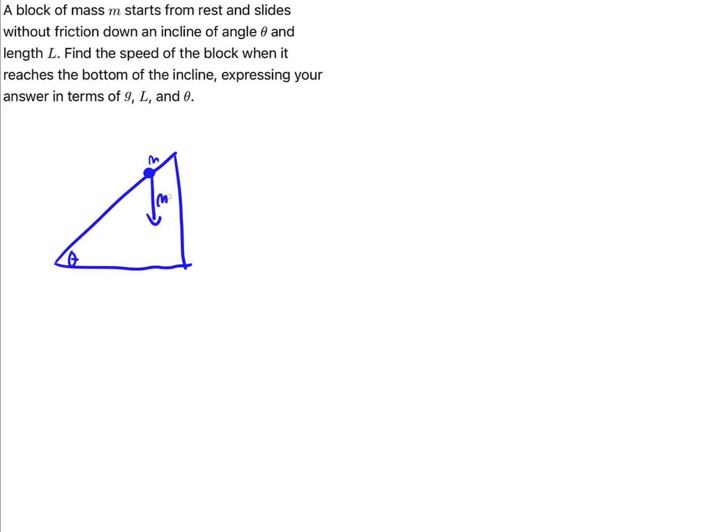Downwards, we have the force of gravity, and since it's in contact with the incline, there's a normal force N, and it's sliding downwards. Now, let's take the positive x direction to be the direction it's sliding down. Again, you can choose any coordinate system you like. It just happens that this choice simplifies the problem.